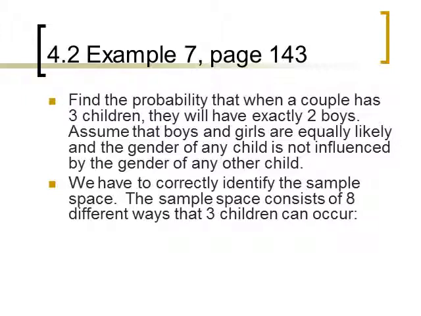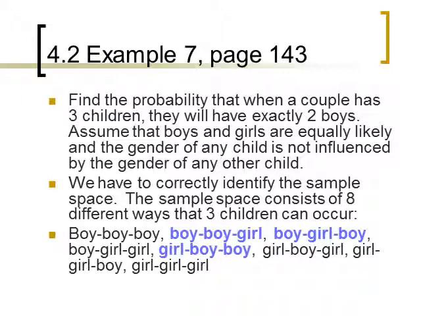Now remember, birth order is important here, so I've listed the sample space here using boys or girls. So the first thing that could happen is they could have a boy, then a boy, then a boy. Or they could have a boy, then a boy, then a girl. Or they could have a boy, girl, then a boy. Or a boy, girl, girl. Girl, boy, boy. Girl, boy, girl. Girl, girl, boy. Or girl, girl, girl. So the trick to coming up with a sample space here is to come up with some type of a pattern so that you don't leave any of the different events out.